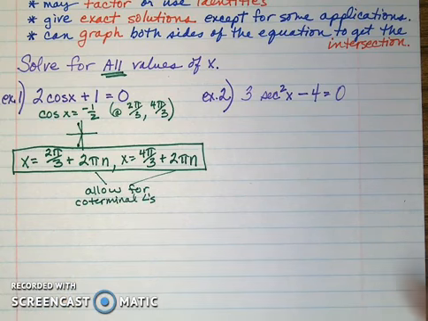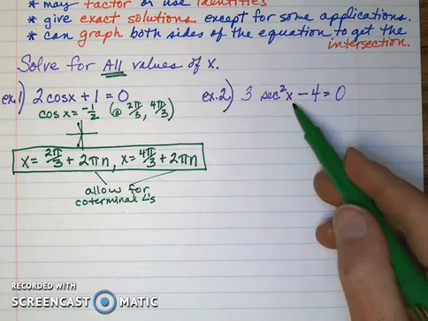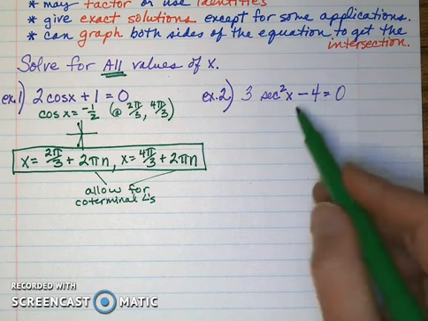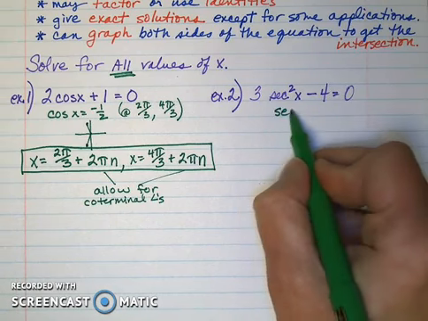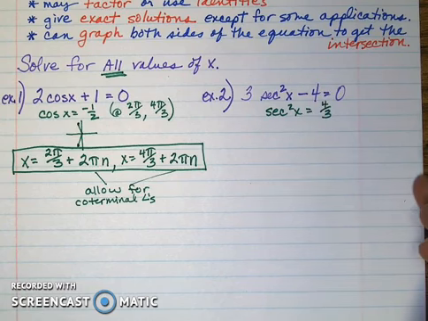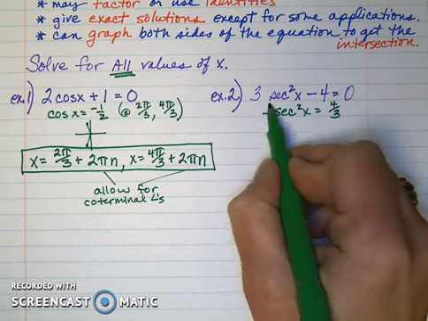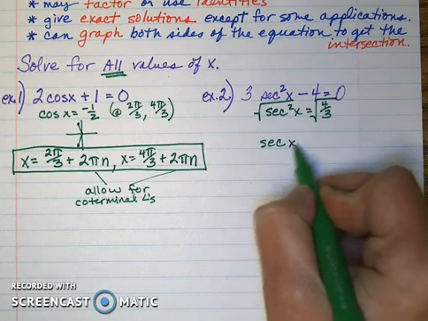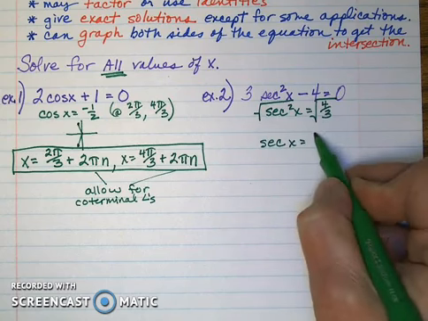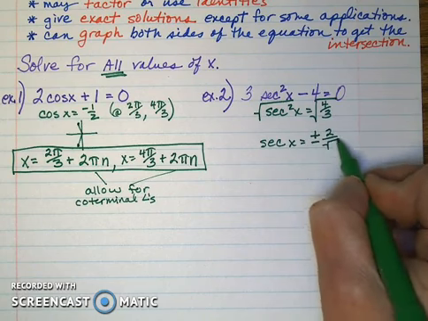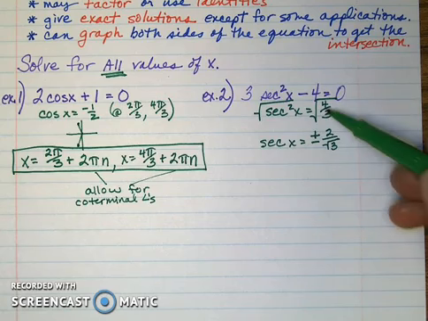Let's try another example. This one says 3 secant squared x minus 4 is 0. So move the 4 to the other side, divide by 3. You're going to have secant squared is 4/3. If I just want secant, I need to take the square root. And so secant x, if I take the square root of that, I need to account for both positive and negative. It's going to be 2 over the square root of 3. Square root of 4 over the square root of 3, that's 2.